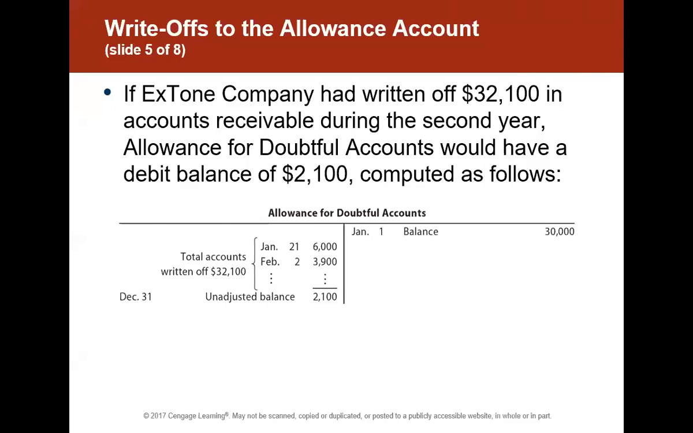So here, we actually then underestimated. So we wrote off more than we estimated. So we're going to end up with a debit balance in allowance for doubtful accounts of $2,100. That's just going to affect our estimates for this next year. Okay. So we'll still estimate. We just have to take this balance into consideration. But we're getting close on time, so I don't want to get into too much.